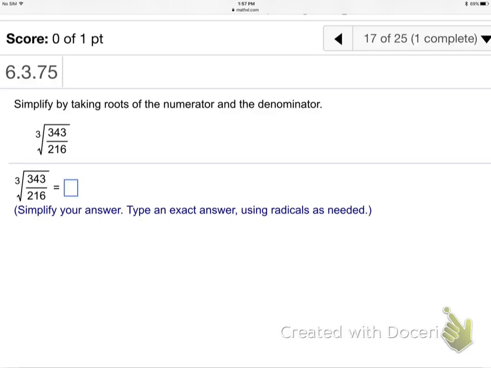Let me explain. The cube root of 343 over 216. You can't reduce that at all, right? Nothing goes into 343 and 216. They're not both divisible by 2 or anything. You can't reduce the fraction. So what do we do? I would just do the cube root of 343. I would use my calculator. If you have the cube root button, you can do that.